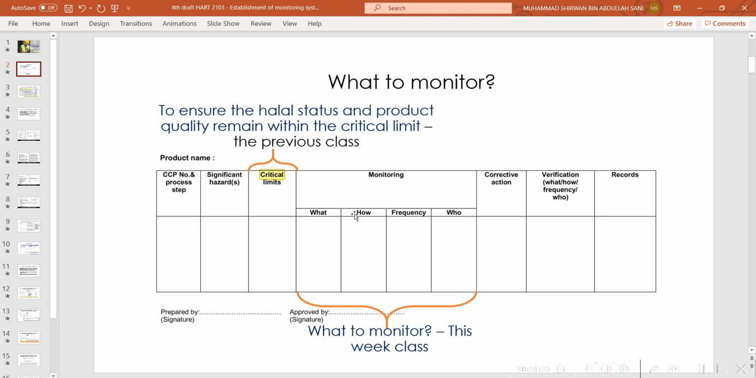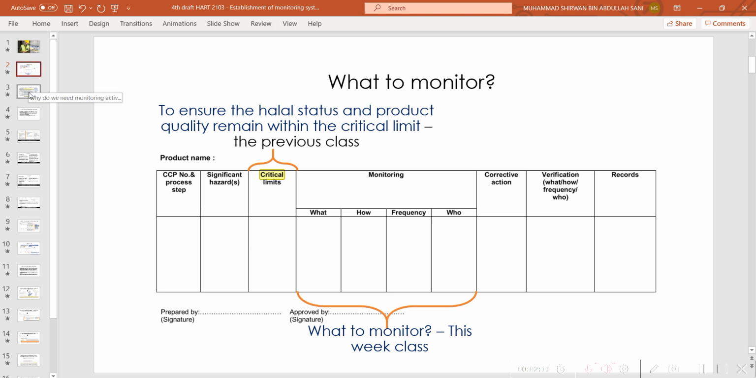Okay, so in this case, when we want to monitor the critical limit, we are actually monitoring the step that has its own critical limit. So we want to make sure that the value that we get in the production or in the service of halal products falls within the critical limit that we set in the previous column. So this is the aim of today's section, which is monitoring, memantau, supaya dalam semua proses, for the whole process and services are falling into the critical limit that we have set.